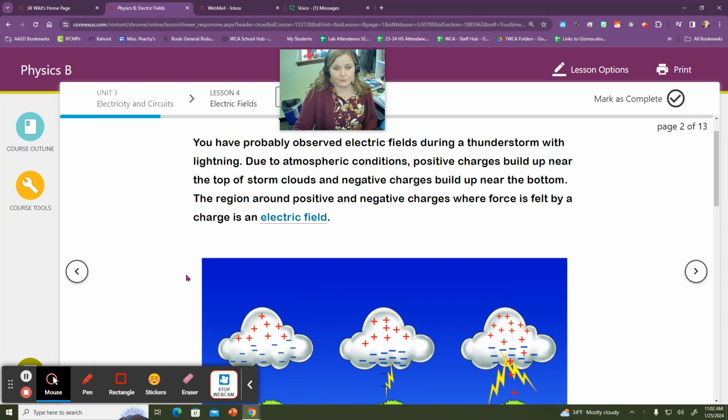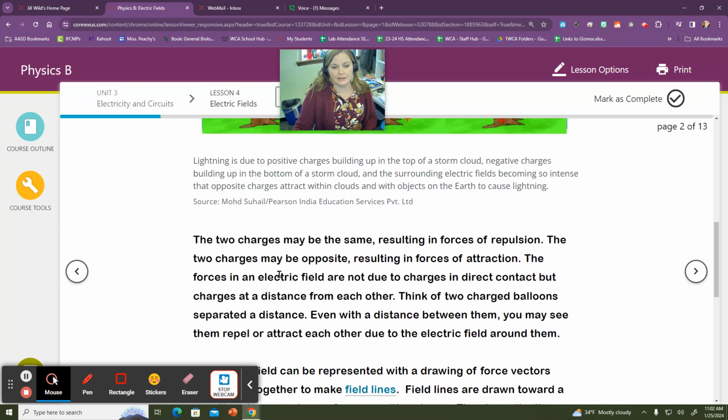The definition it's giving is that the region around positive and negative charges where force is felt by a charge is an electric field. So each charge is generating its own little electric field, and the strength of that charge is a big part in determining the strength of the field itself, right?